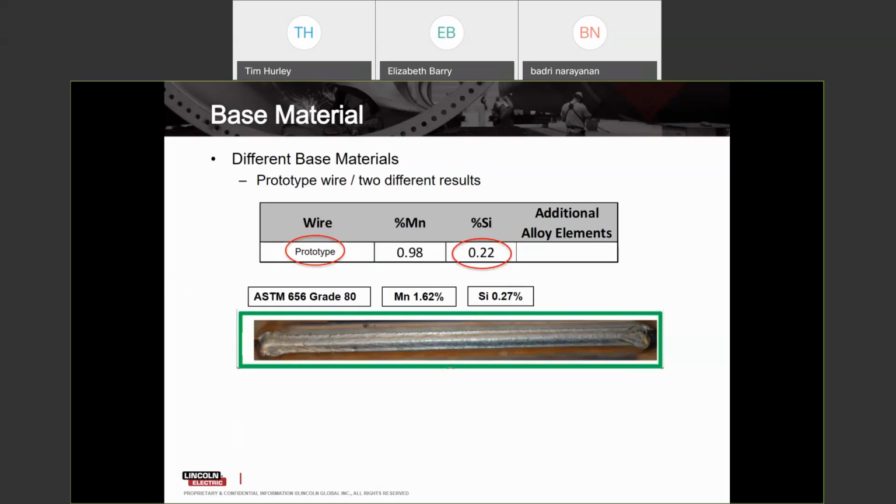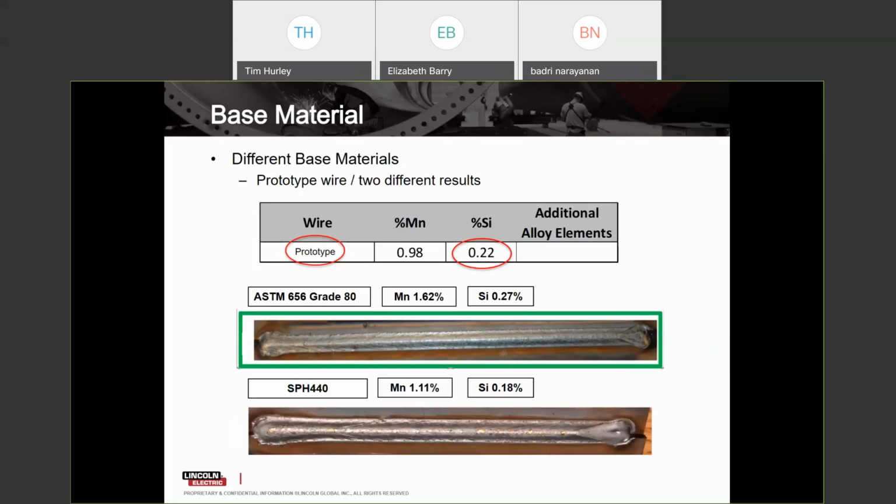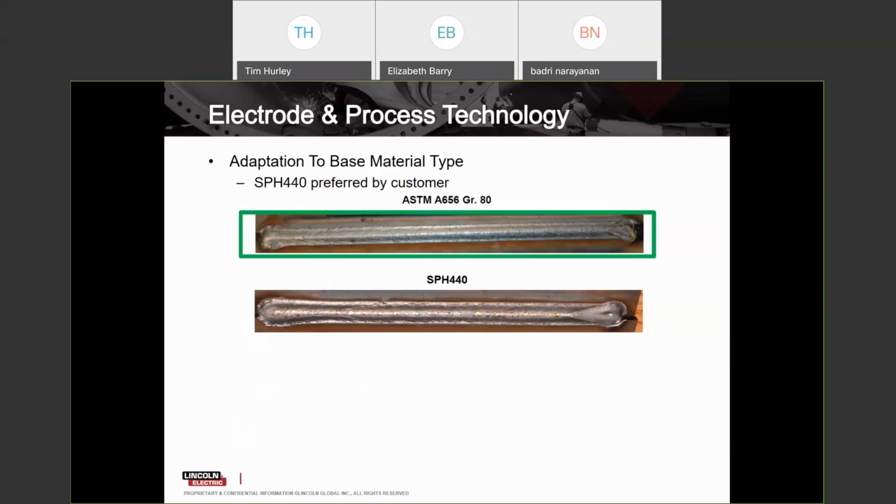But then when we started taking this particular prototype wire and put it on an SPH 440 material, which is also automotive grade, but has much lower alloying elements, so manganese of 1.1 and silicon of 0.18, it didn't perform that well. In fact, it was terrible. So this got us to thinking about the base material, and we knew from other work we had done that base materials do matter, but we just didn't expect it to have this big an effect in this type of an application.